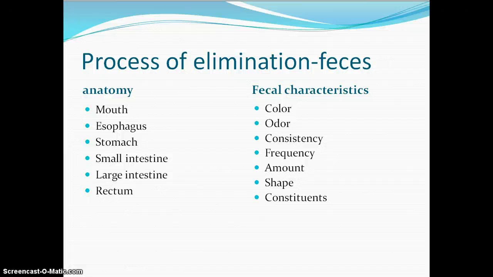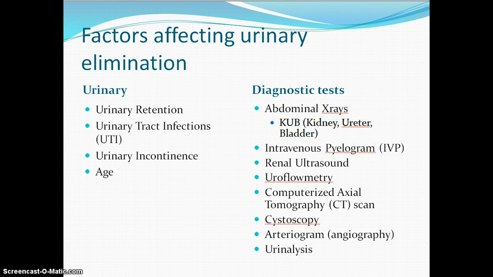On page 1089, we know then that we will be looking at and describing fecal characteristics in our documentation and charting, because that can tell about the health or disease of that colon for the person. Factors that affect urinary elimination on 1044, we're going to be talking about the retention, the urinary tract infection, the incontinence, and then also how age can affect urinary elimination.